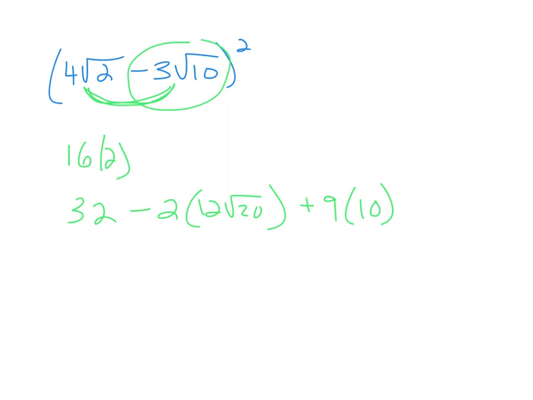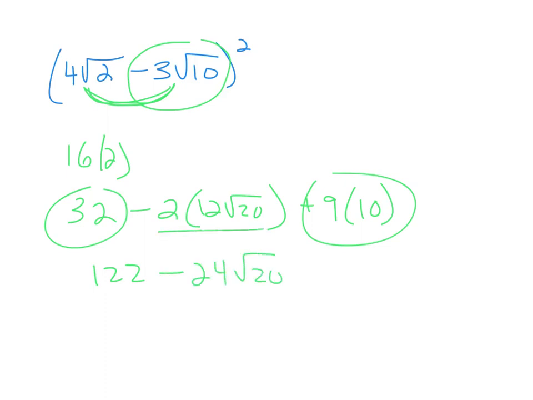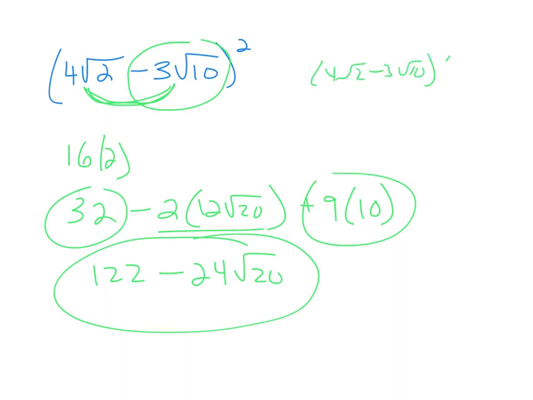And then I can combine these. So 90 and 32 is 122. And then this is going to be negative 24 root 20. So again, if you want to write out 4 root 2 minus 3 root 10 times 4 root 2 minus 3 root 10, that's fine. It's just going to take a while.